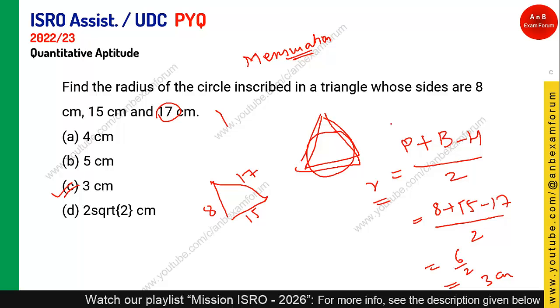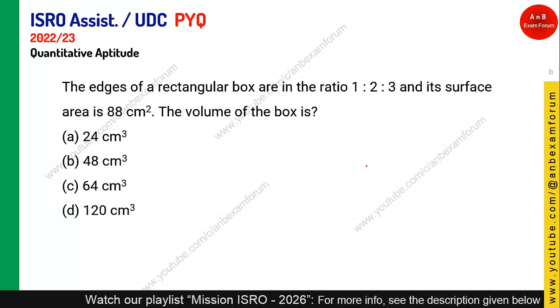Understood? Again, only if you know the formula can you solve this question. Otherwise there is no point in attempting such questions. The next question says the edges of a rectangular box are in this ratio and the surface area is this. What is the volume of the box? Again, a very simple one. If you know the formula, you can easily answer this question.